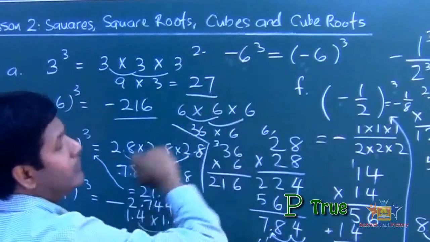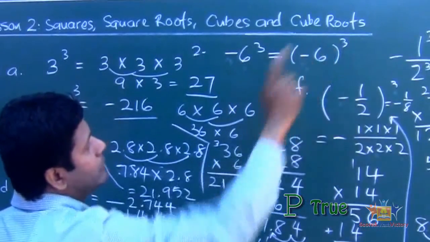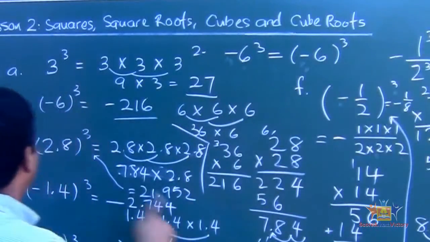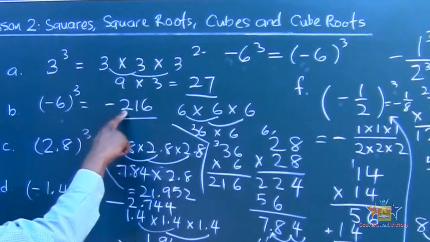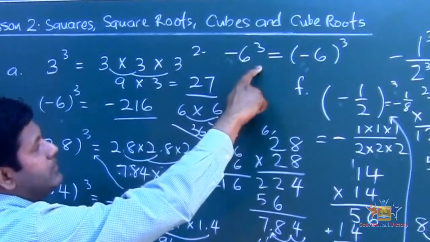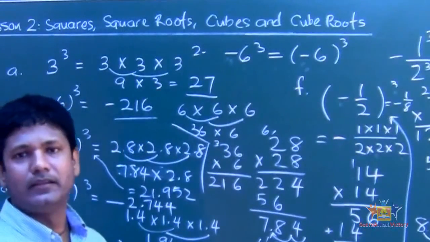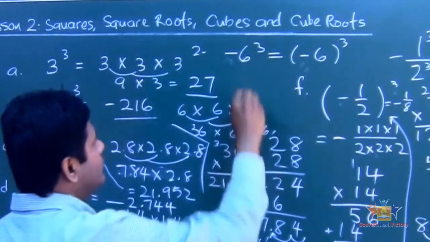Negative 6 to the third power, or 6 to the cube, is equal to the whole thing, negative 6 to the cube. Alright? Look at that. It still gives you negative 216. And this will also give you 6 times 6 times 6, which is 216, and then negative. Alright? So that it is true. Okay? So true.